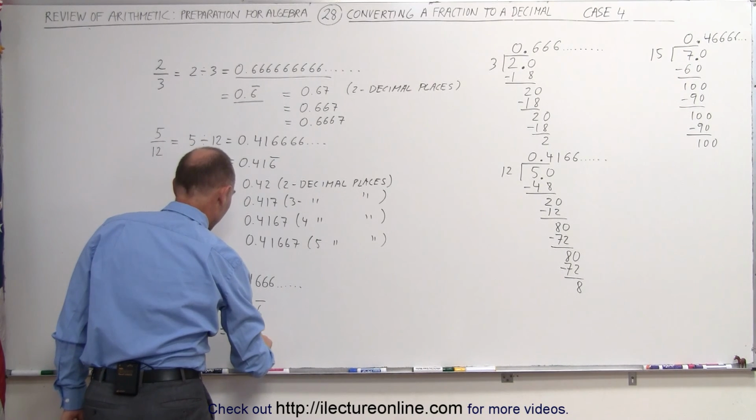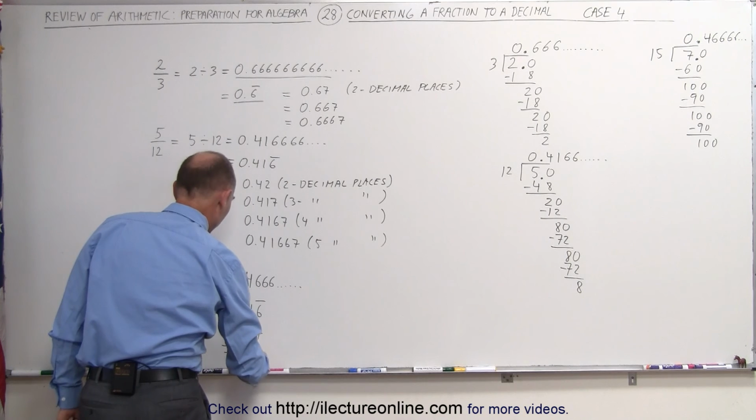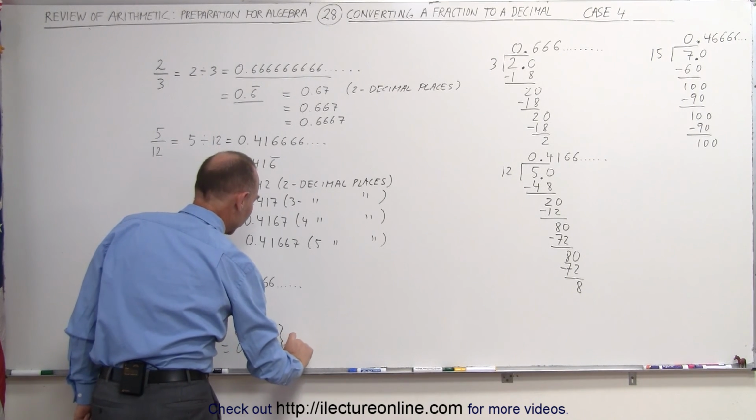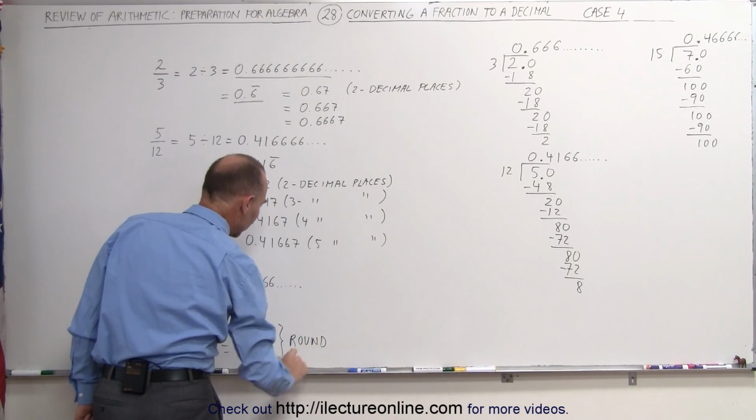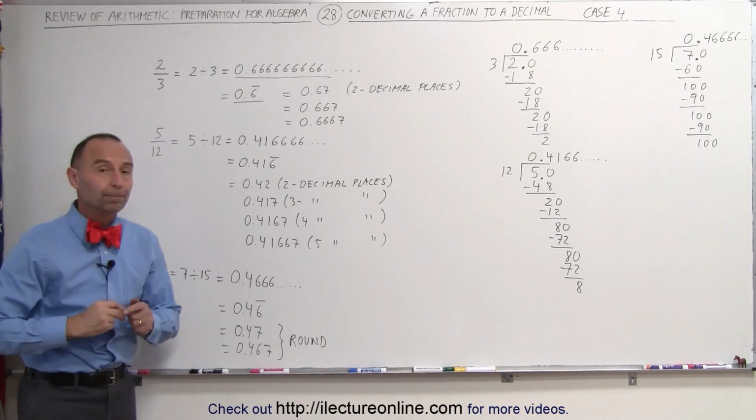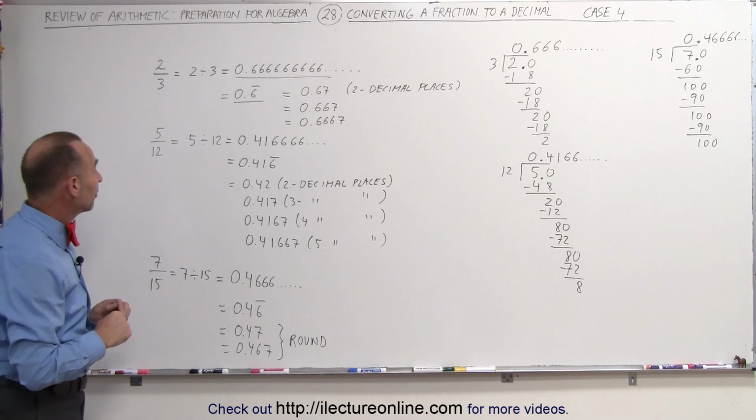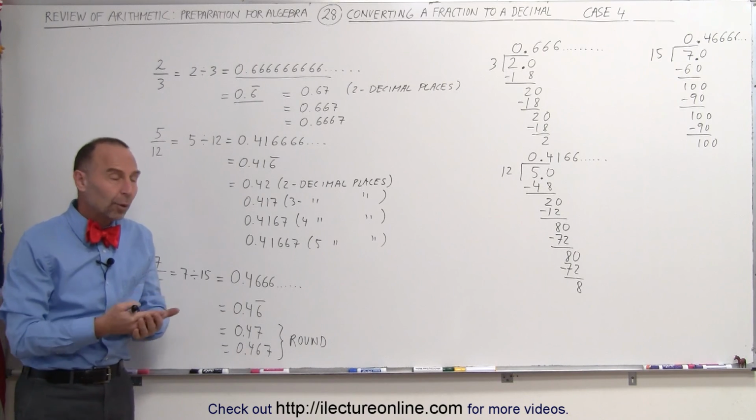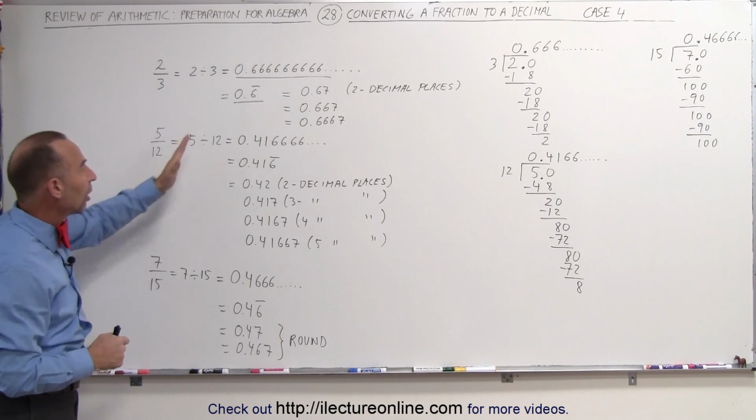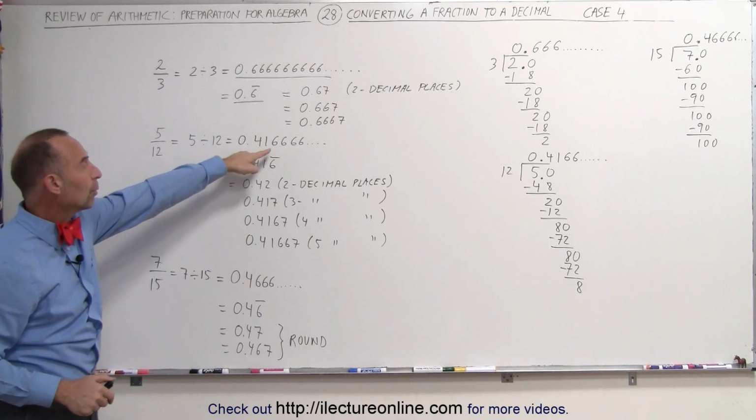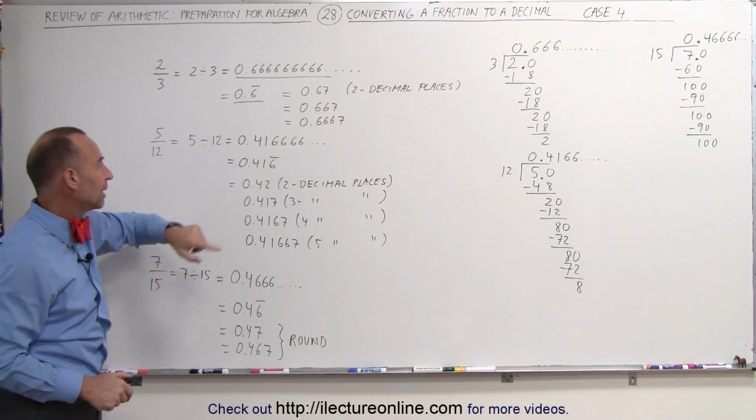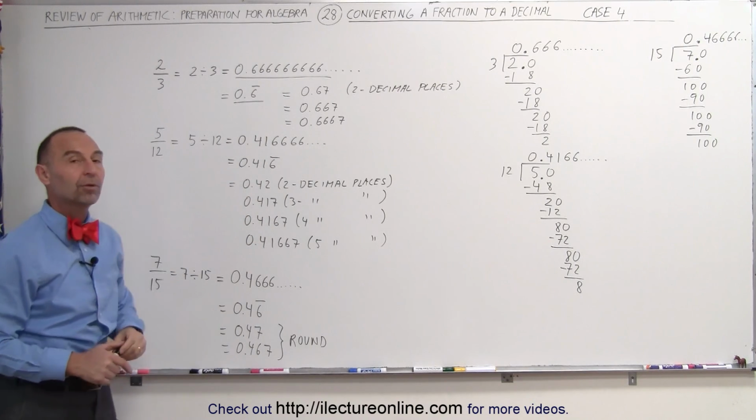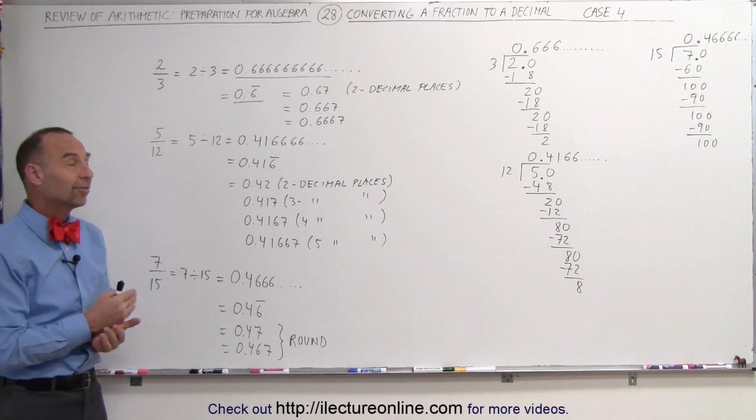So 0.47 or 0.467, and so forth. You can round off to however many decimal places you think you're going to need to accomplish your goal. So we can see that if the denominator does not evenly fit into 10, 100, or 1,000, and so forth, then you simply do a longhand division, and then when you get a repeating decimal, you have to indicate that this is repeating, either by using dots or by putting a line on top, or you round it off to the proper number of significant figures for your purpose. And that's how it's done.